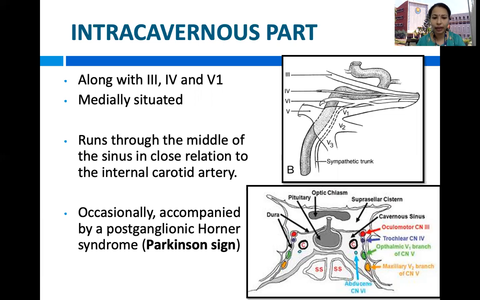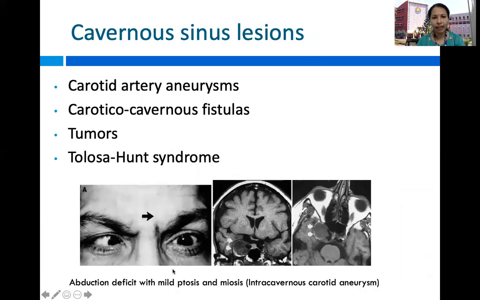And this is usually accompanied by a postganglionic Horner syndrome because the sympathetic plexus, which is around the carotid artery, actually is also in close proximity to the sixth cranial nerve. And this is known as the Parkinson's sign. So the various cavernous sinus lesions that can give rise to sixth nerve palsy are carotid artery aneurysms, carotid-cavernous fistulas, then tumors like the cavernous hemangioma or Tolosa-Hunt syndrome, which is a granulomatous inflammation of the cavernous sinus.